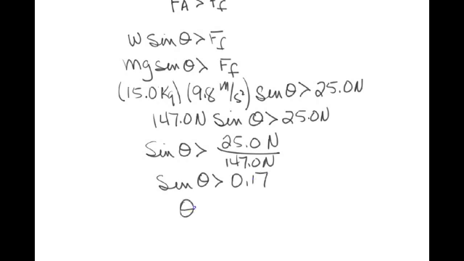Solving this for theta, we get theta is greater than the inverse sine of 0.17. And using our calculator or working backwards through a table, we find out that theta has to be greater than 9.8 degrees. Now sometimes you'll hear this function referred to as the arc sine rather than just the inverse sine.